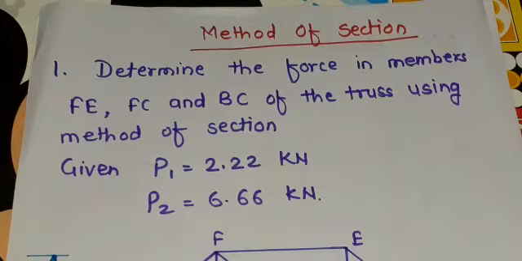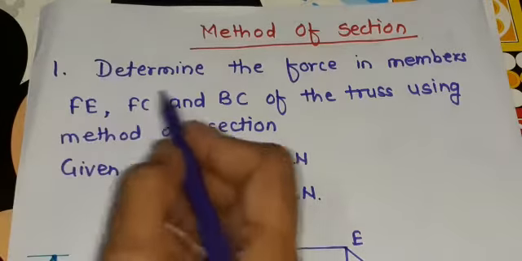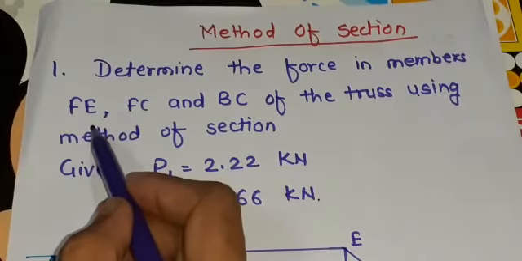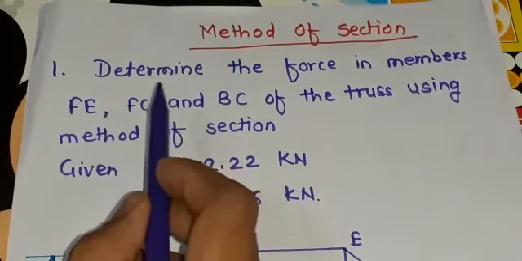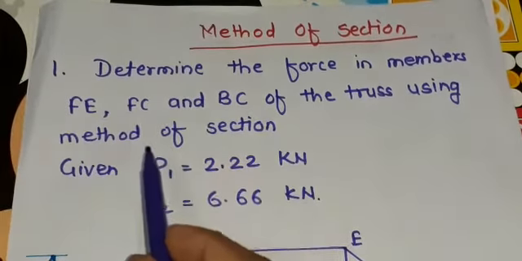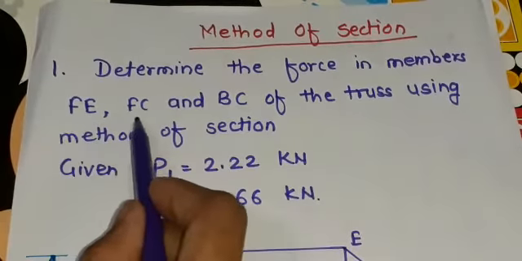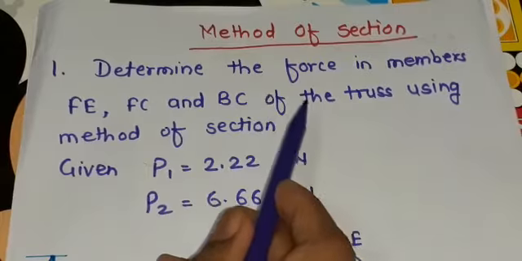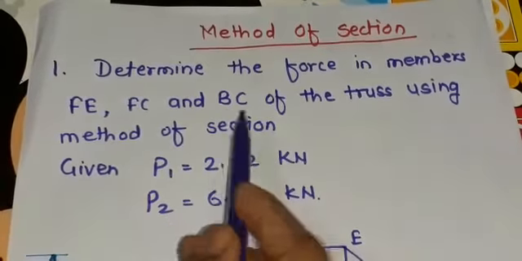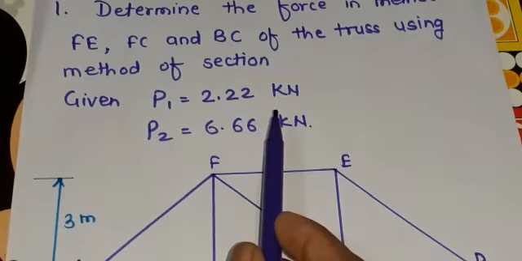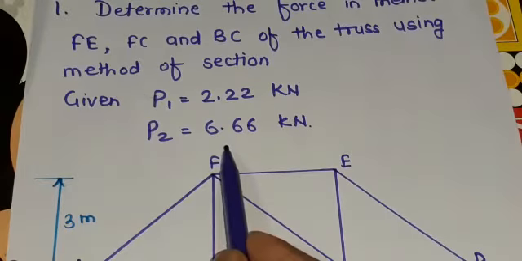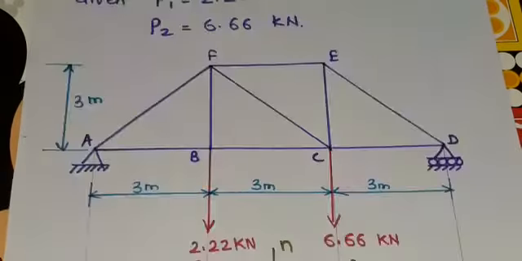So this is one numerical which is based on the method of section. The numerical is: determine the force in members FE, FC and BC of the truss using the method of section. Here the members are mentioned, which means we must use the method of section. Given data is P1 equal to 2.22 kilonewton and P2 equal to 6.66 kilonewton. And this is the given figure.